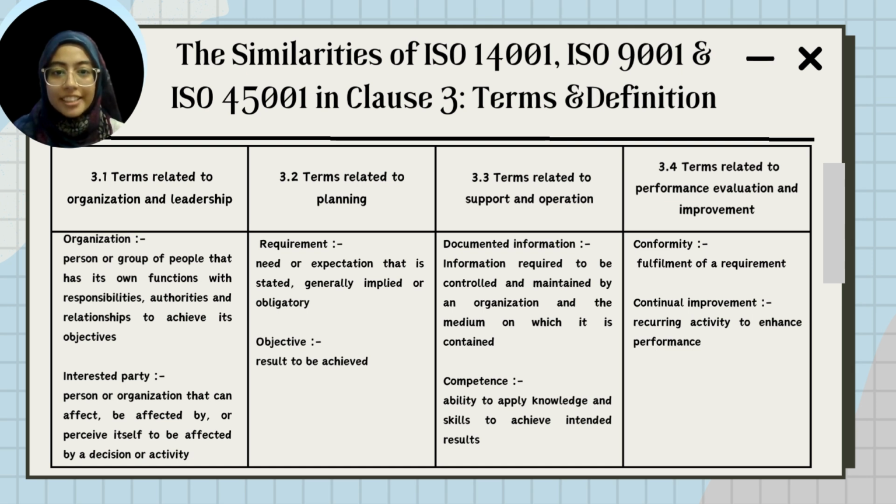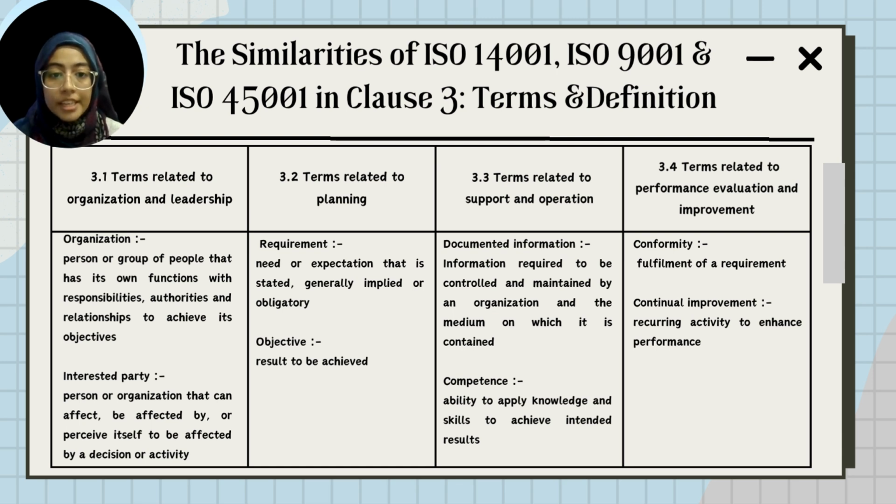Next is the similarities of ISO 14001, ISO 9001, and ISO 45001 in Clause 3 Terms and Definition. For 3.1, terms related to organization and leadership. Organization: a person or group of people that has its own function with responsibilities, authorities, and relationships to achieve its objective. Interested parties: person or organization that can be affected by, or perceive itself to be affected by a decision or activity. For 3.2, terms related to planning.